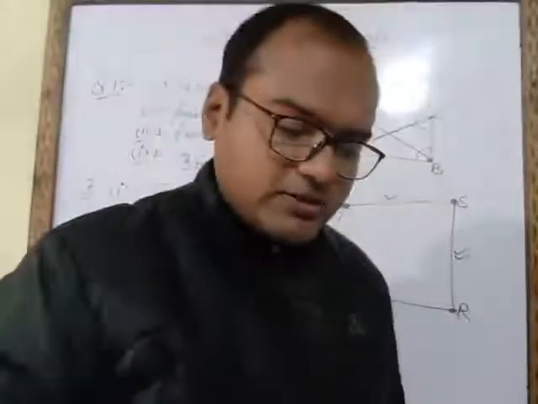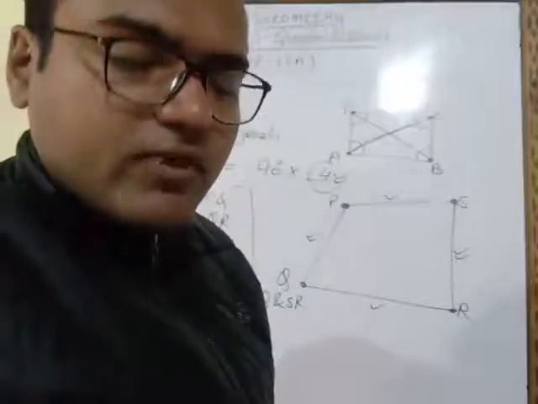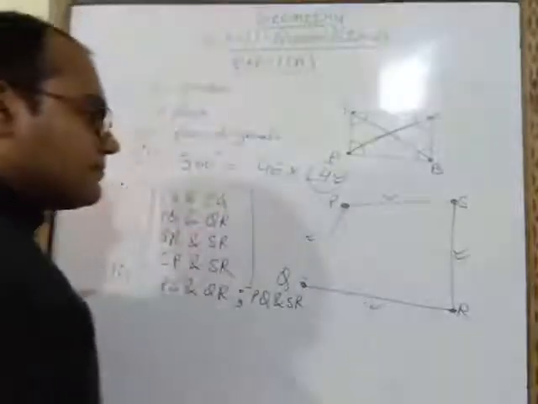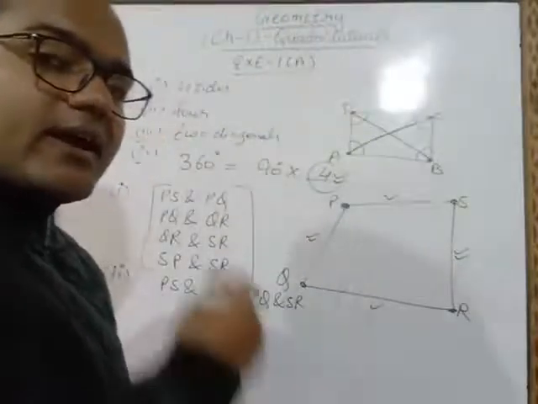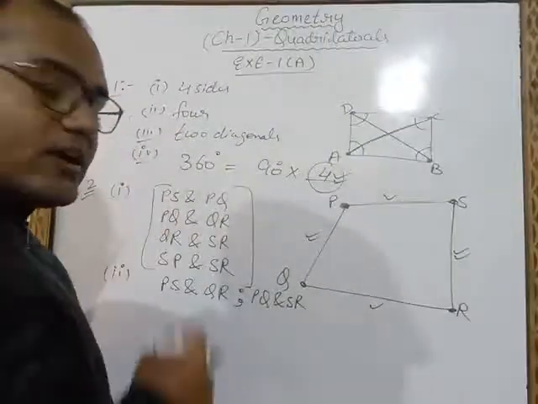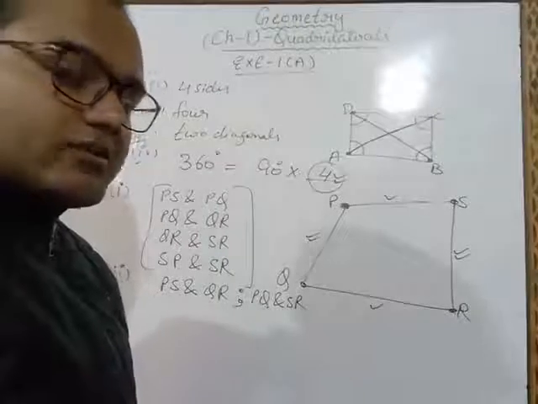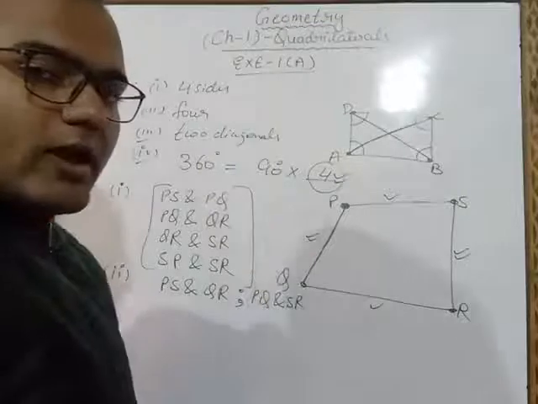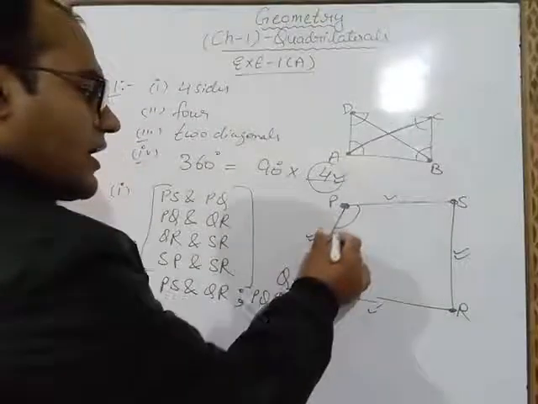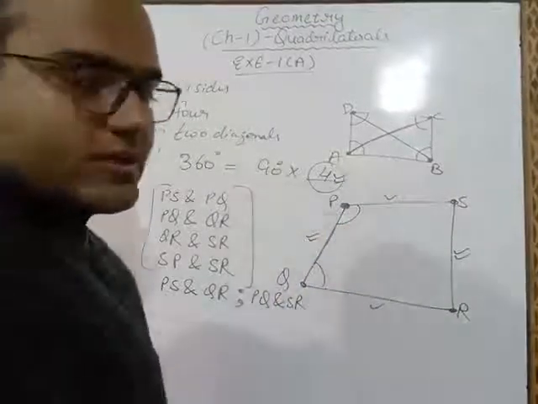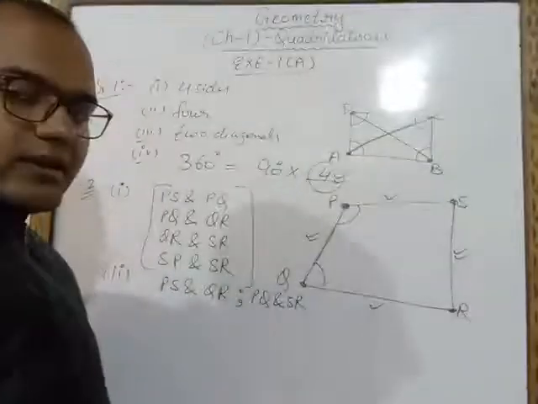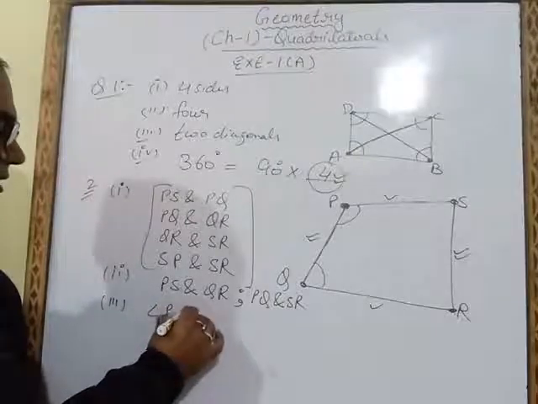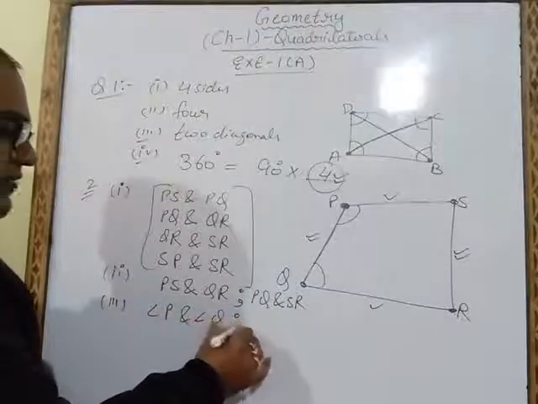Now next question, next part. Name the pairs of adjacent angles. You have to write the pairs of adjacent angles. So what are adjacent angles? Adjacent angles are those which are on the same side. This is one side, PQ. On this side PQ, we have two angles, angle P and angle Q. So we can say that these two are adjacent angles. So third part, angle P and angle Q. This is the first pair of adjacent angles.